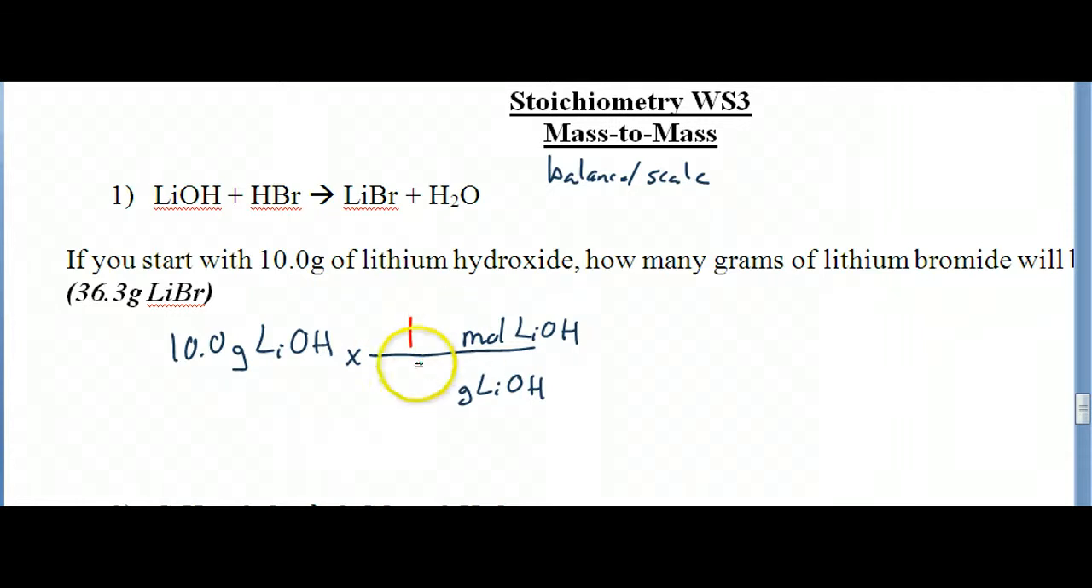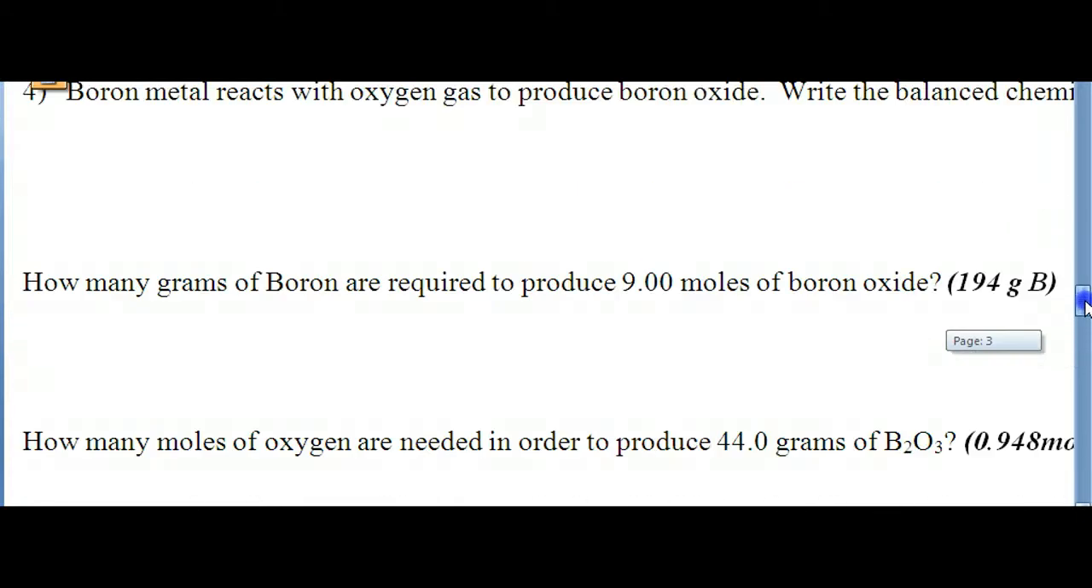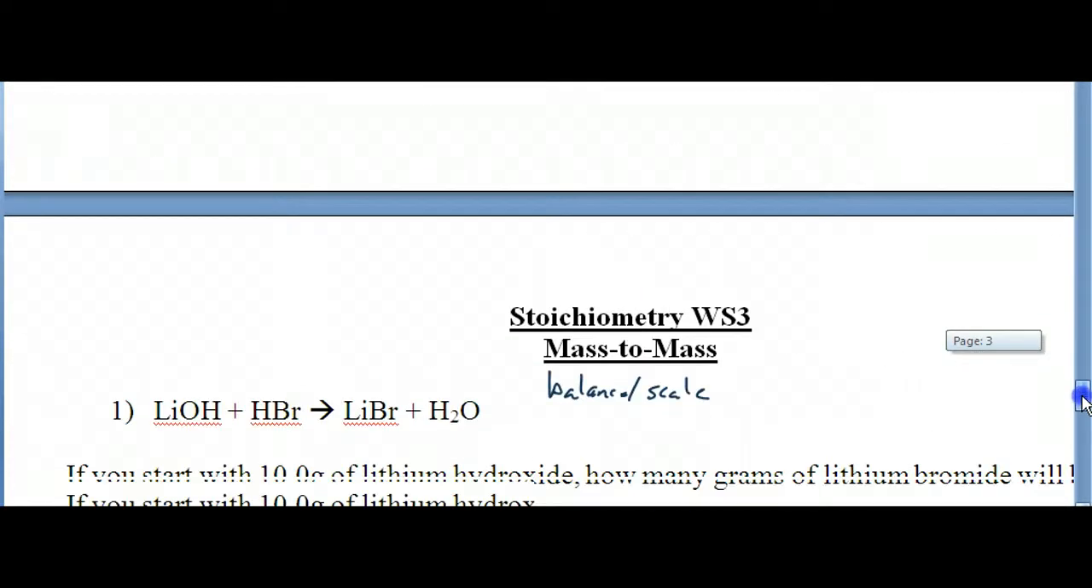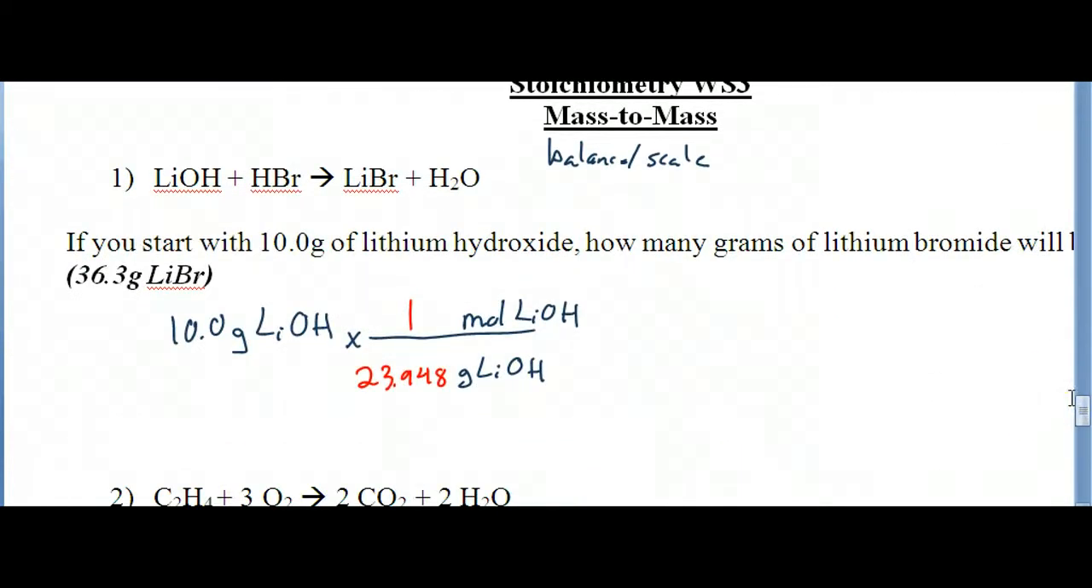And you do that using the molar masses. 1 mole is equal to 23.948 grams of lithium hydroxide. So now at this point I know how many molecules or formula units of lithium hydroxide I have. But I need to convert to something else, moles of lithium bromide. So I will keep moving forward.